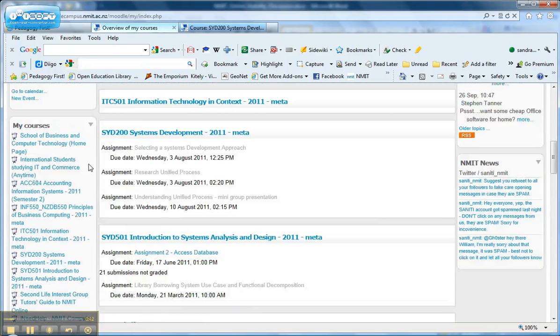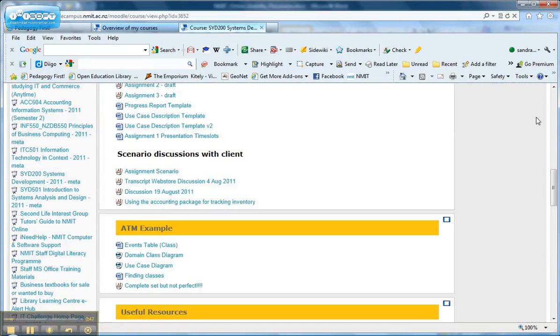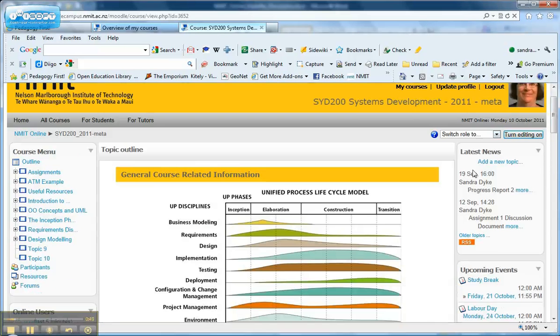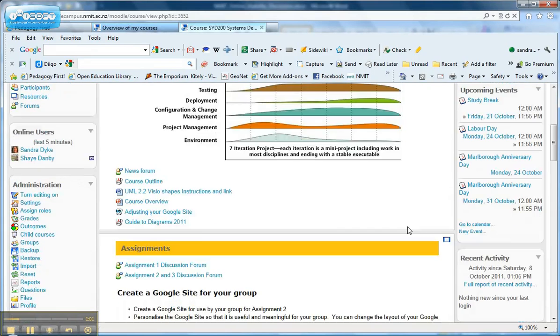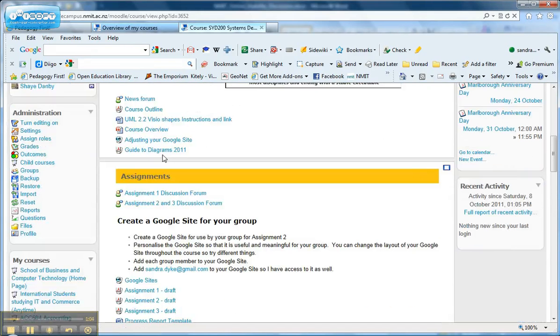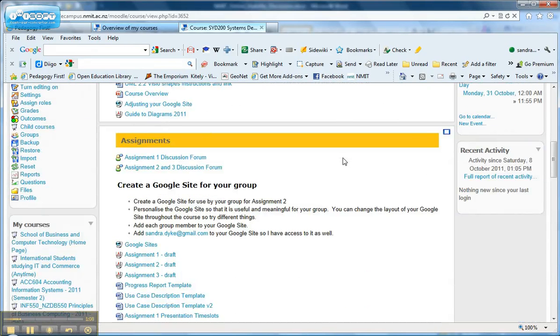So if we look at my systems development course for 2011, I have set this one up using a topic basis. So I have a general course related information section to start with, which provides a general introduction to the course, includes my course outline and other bits and pieces which are general to the course. This one here is a guide that I put together for all the different diagrams we're going to be looking at, so students could find it in one easy place.